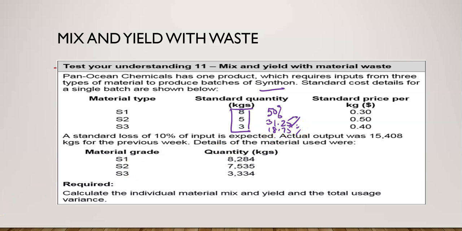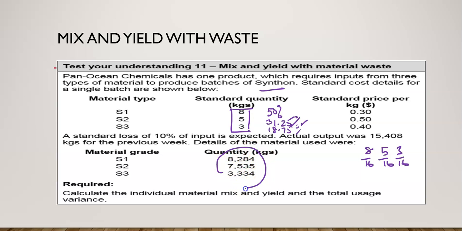Apologies, I was interrupted by a call. So here I was highlighting this mix: 50%, 31.25%, and 18.75%. You can check it: 8 over 16, 5 over 16, 3 over 16 will give you these percentages. The fundamental question is that you are expecting half of the ingredients to be S1, 31.25% to be S2, and 18.75% to be S3. Let's go over to the next page.